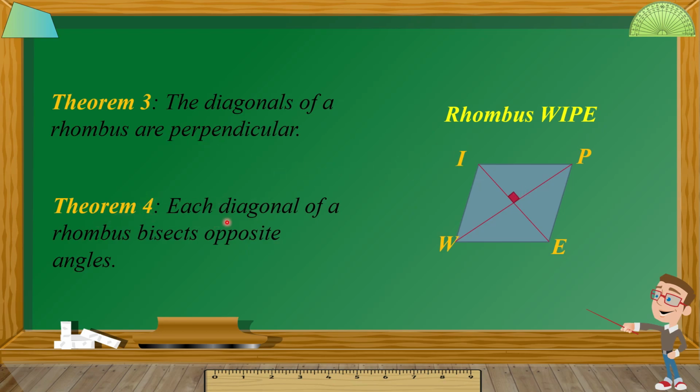And theorem number 4, each diagonal of a rhombus bisects opposite angles. So, ibig sabihin yan, itong diagonal WP natin, hinahati niya yung angle W into 2 equal angles. Itong angle na ito, tsaka yung angle na ito. Same with angle P, hinahati niya into 2 equal angles. And same with diagonal IE, itong angle I, hinahati niya into 2 equal angles. And same with angle E. Yan yung ibig sabihin ng bisects, hinahati niya into 2 equal parts.